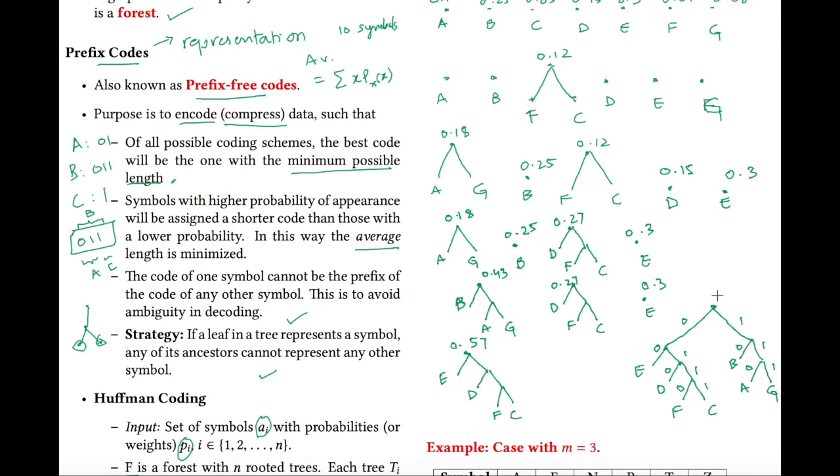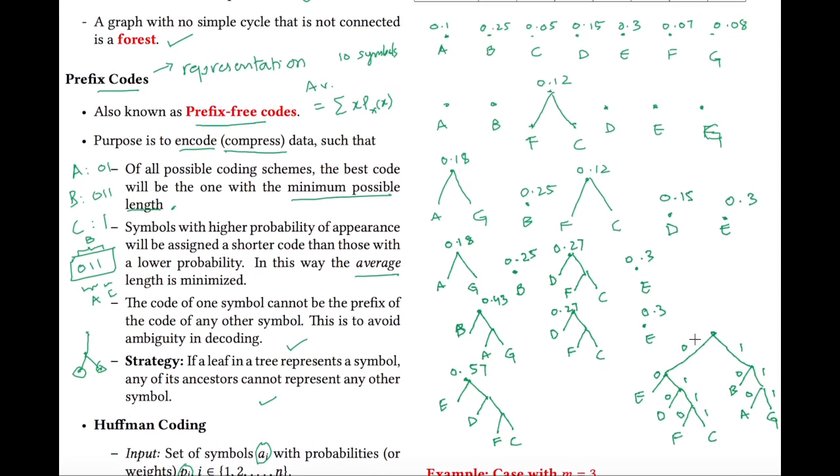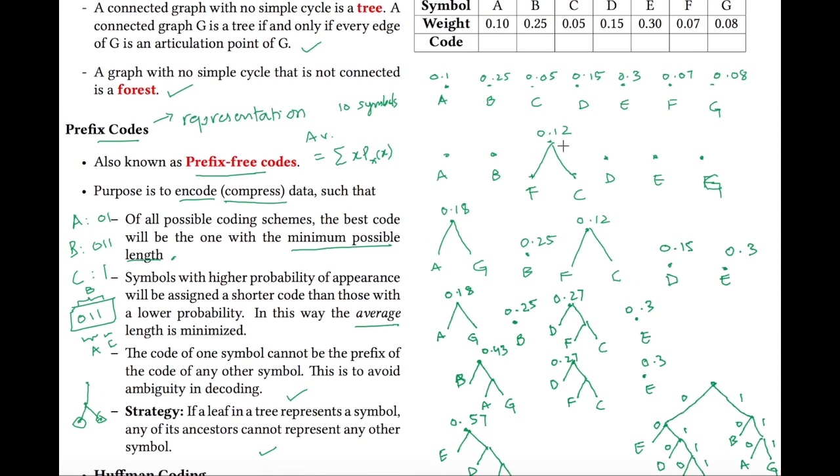Okay, so then based on this tree, what are my codes? A, I have 1, 1, 1, 0. So I'll say 1, 1, 0. Okay, so similarly for B, I have 1, 0. For C, I have 0, 1, 1, 1. For D, I have 0, 1, 0. For E, I have 0, 0. For F, I have 0, 1, 1, 0. And for G, I have 1, 1, 1.